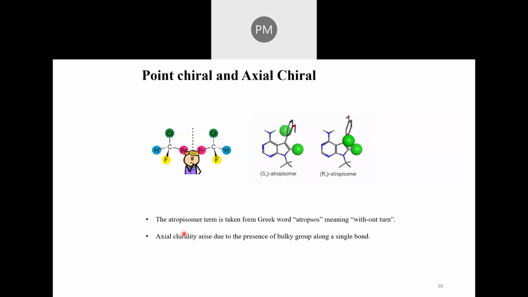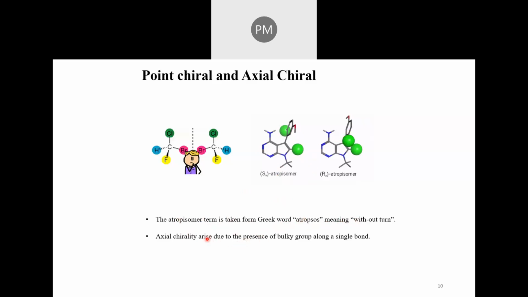Due to the steric region. So atropisomers is the name for that axial chirality. The word atropisomer comes from the Greek word atropos, that is, without turn. So there will be some steric region, and for that reason the molecule does not rotate freely.